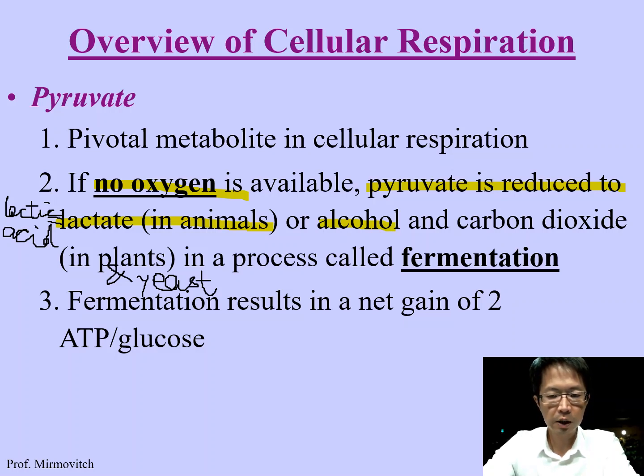And the carbon dioxide produced is the gas that makes bread rise. Bread can rise because we add yeast to it, and when yeast does anaerobic respiration, carbon dioxide is produced and rises the bread. Oh, I forgot to mention accumulation of lactic acid in animals. If lactic acid accumulates in the muscle, it causes muscle cramping.